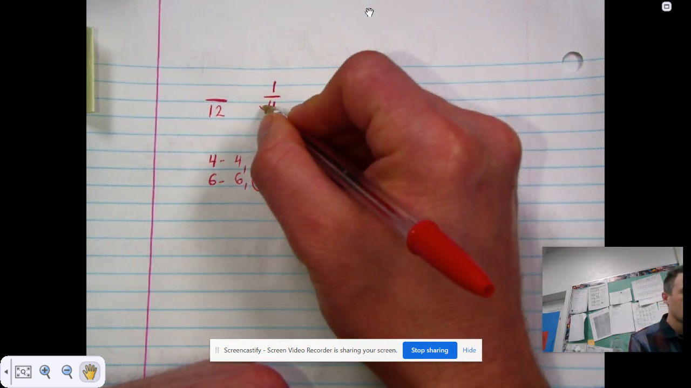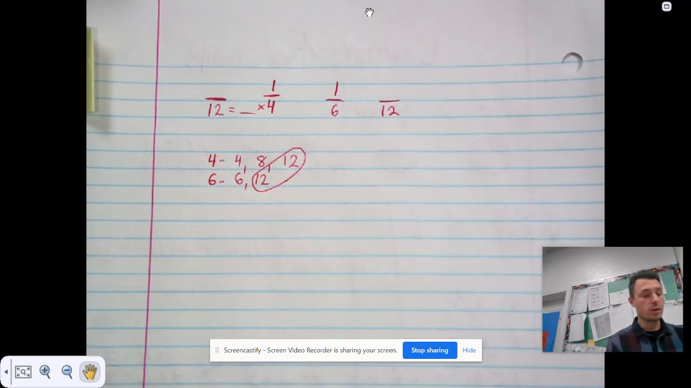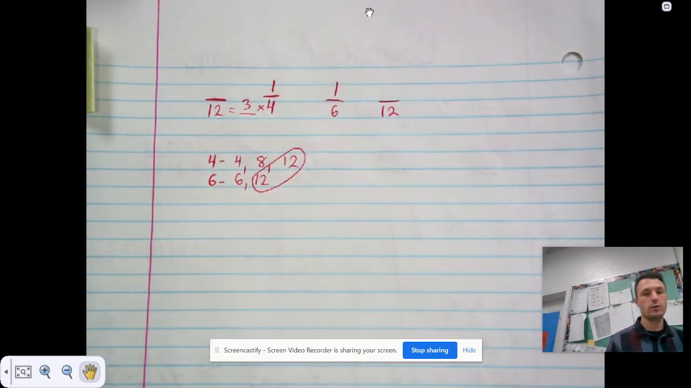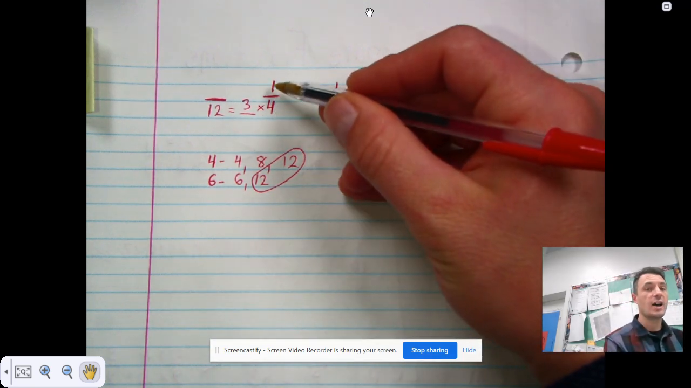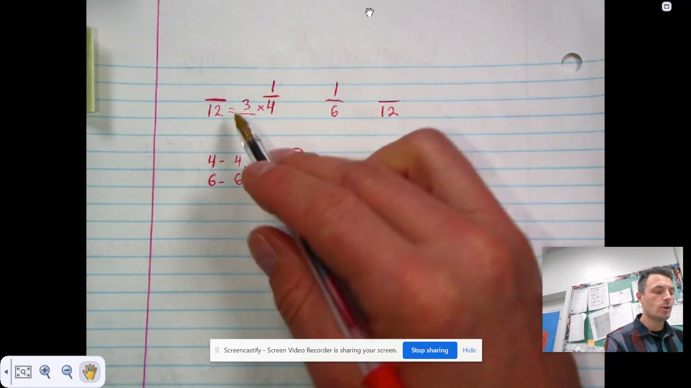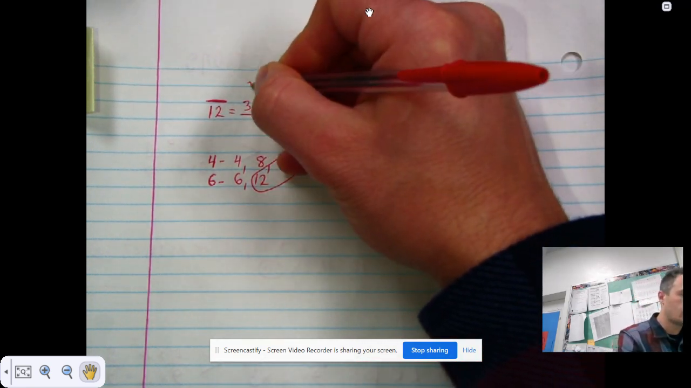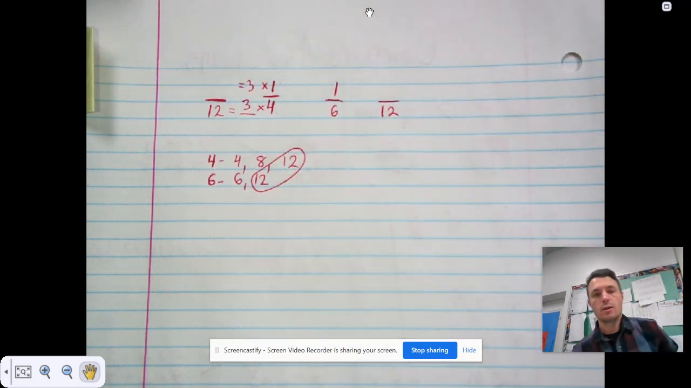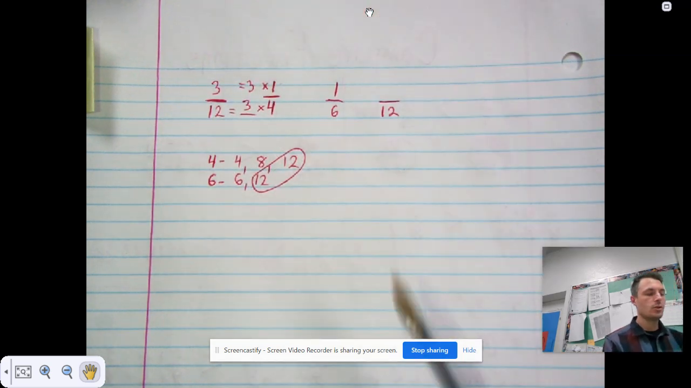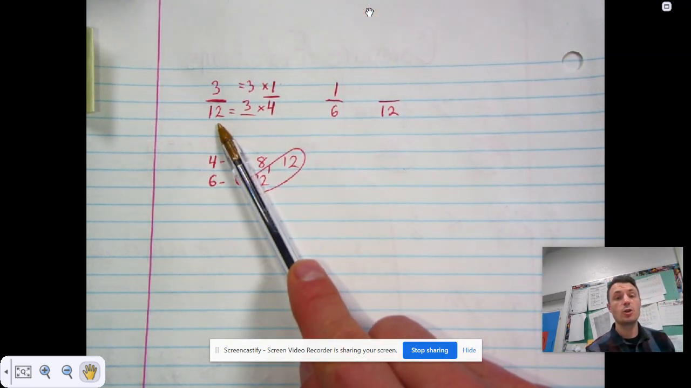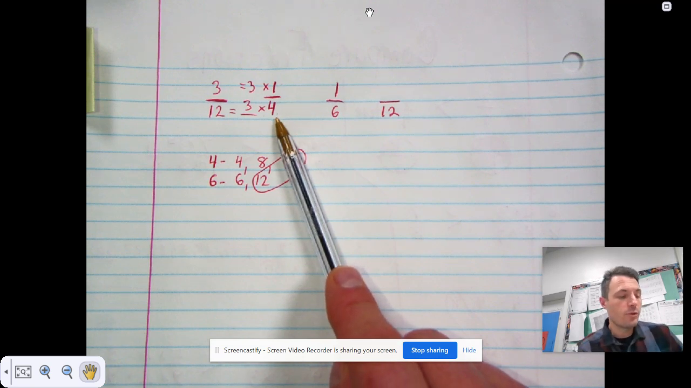And we think, what times 4 equals 12? Well, 4 times 3 equals 12. And whatever we do to the bottom, we have to do to the top. So we multiplied 3 times the denominator. Now we have to multiply 3 times the numerator. And 1 times 3 is 3. So 3/12 is an equivalent fraction to 1/4. It means the same thing.